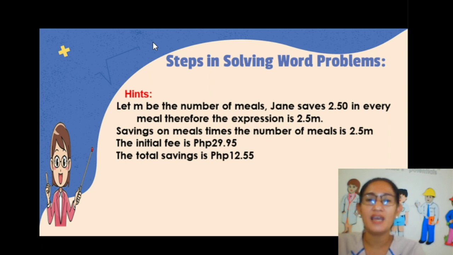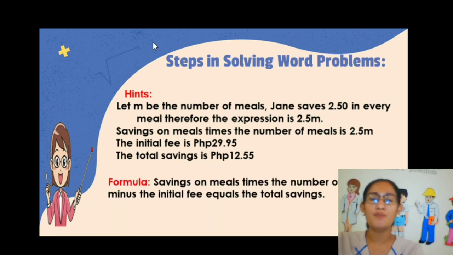Hints. Let M be the number of meals. Jane saves 250 in every meal, therefore the expression is 2.5 M. Savings on meals times the number of meals is 2.5 M. The initial fee is 29.95 pesos. The total savings is 12 pesos and 55 centavos. The formula: savings on meals times the number of meals minus the initial fee equals the total savings.